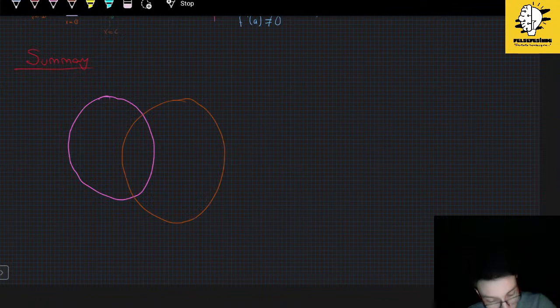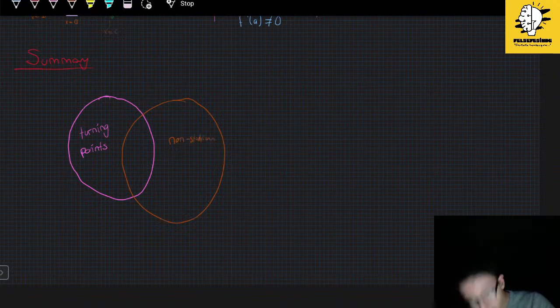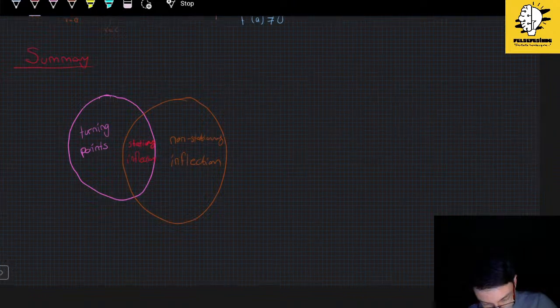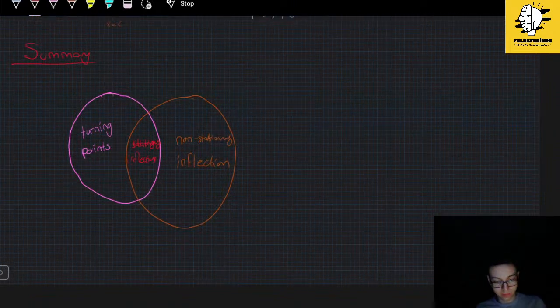So, I will write for this part turning points, okay? Turning points. You mentioned turning points. Then I will make this part non-stationary inflections. So let's think about it. What is in common between those two? Stationary inflections. Stationary inflections. Okay, like this. Did you see?